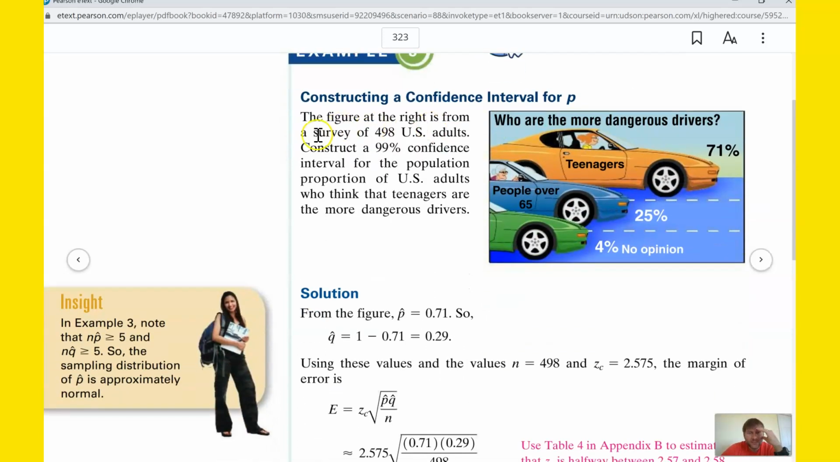The figure at the right is from a survey of 498 U.S. adults. Construct a 99% confidence interval for the population proportion of U.S. adults who think that teenagers are the more dangerous drivers. All right, so we know that the number of trials or the size of the sample is going to be 498 because that was the survey. And we have 71% of those 498 said that they thought teenagers were the more dangerous drivers.